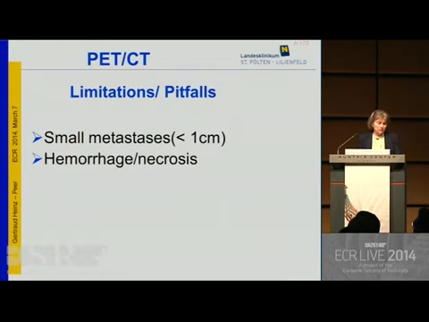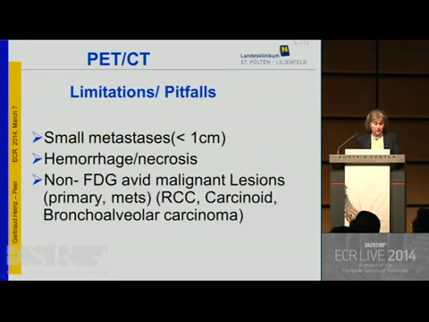Unfortunately, there are also some limitations with PET-CT, especially with small lesions, small metastases. There may be a lack of tracer uptake. Another limitation is if the lesion proves to be hemorrhagic or necrotic. And unfortunately, there are also non-FDG-avid primaries, like RCC, renal cell carcinoma, carcinoids, or the bronchoalveolar carcinoma. These primaries do not take up any FDG, and nor do the metastases of these lesions, of course.